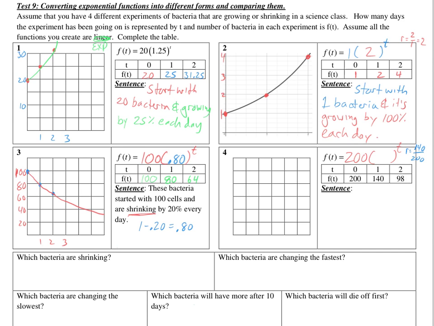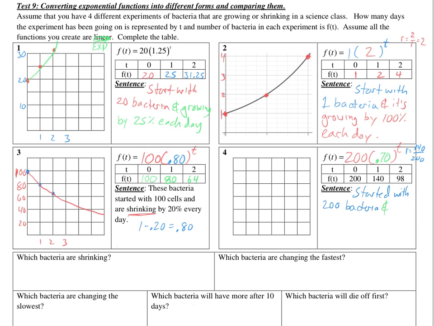So when you divide 140 divided by 200, you get 0.70. So that also reminds you of the decay. Shouldn't it be less than 1 for decaying? Okay, let's write our sentence. I want to do a sentence. What do we start with? How many bacteria? 200. So we started with 200 bacteria.